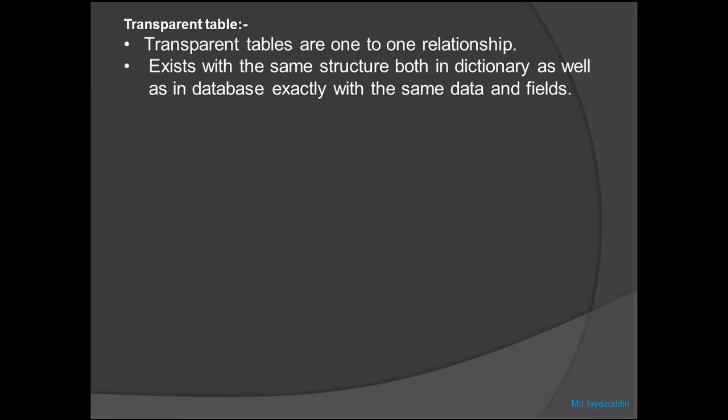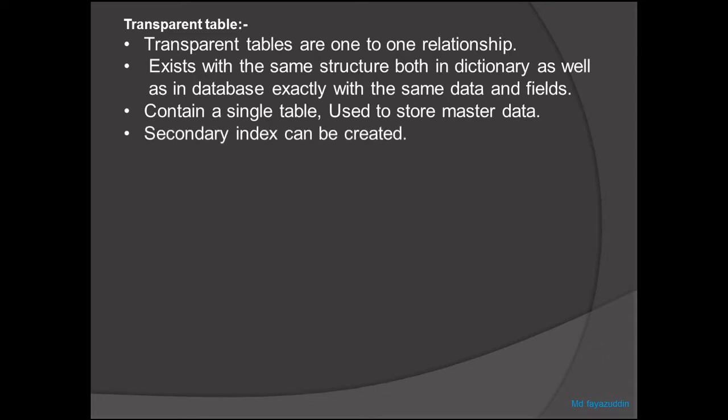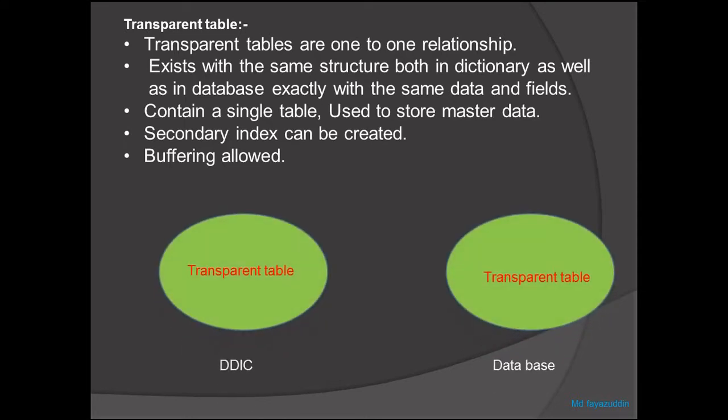Transparent tables have a one-to-one relationship. It exists with the same structure both in the dictionary as well as in the database, exactly with the same data and fields. It contains a single table. It is used to store master data. A secondary index can be created. Buffering is allowed here. And a transparent table has a one-to-one relationship between DDIC and database table.